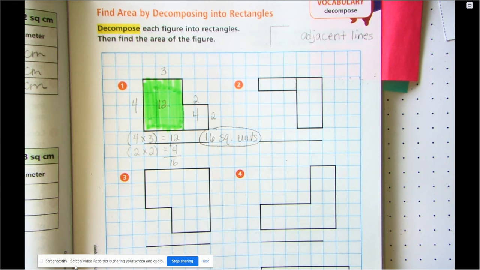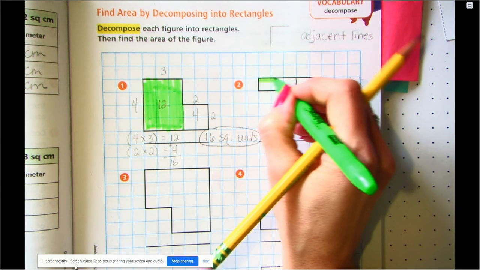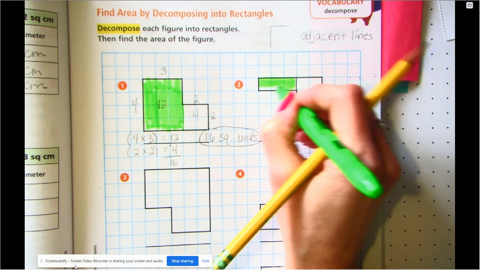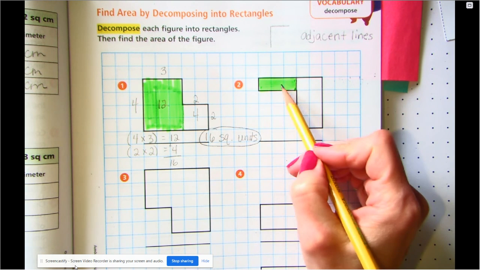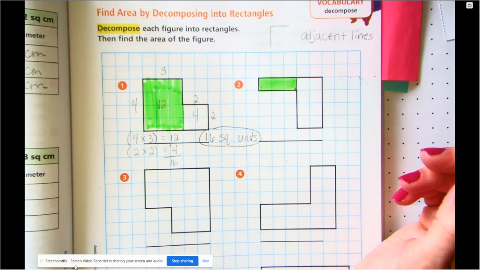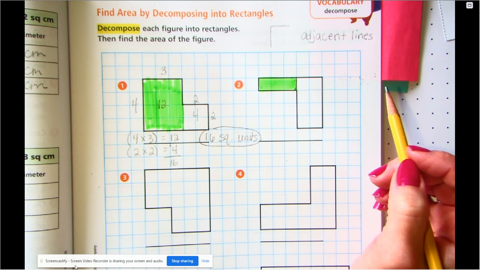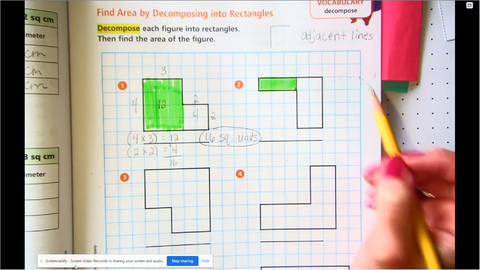Okay, either way, we're going to get the same answer. I'm going to do the same thing I did before. I'm going to highlight one of the rectangles, because now I can see this is a rectangle, this is a rectangle. We're just going to find the adjacent sides, the side lengths, that's another name for them, multiply them to find the area, and then add them together.